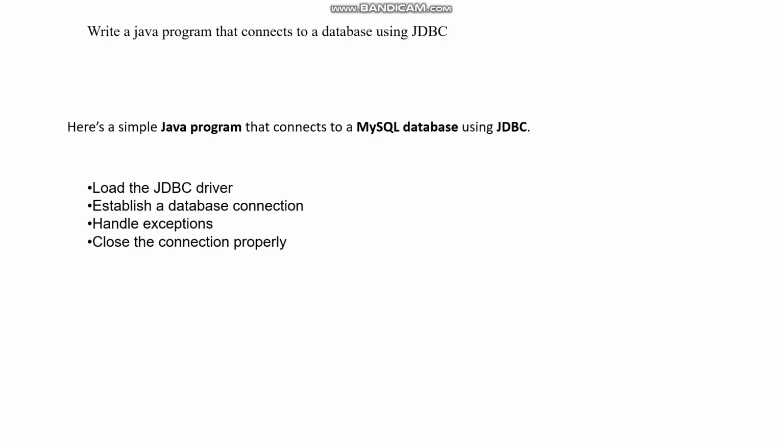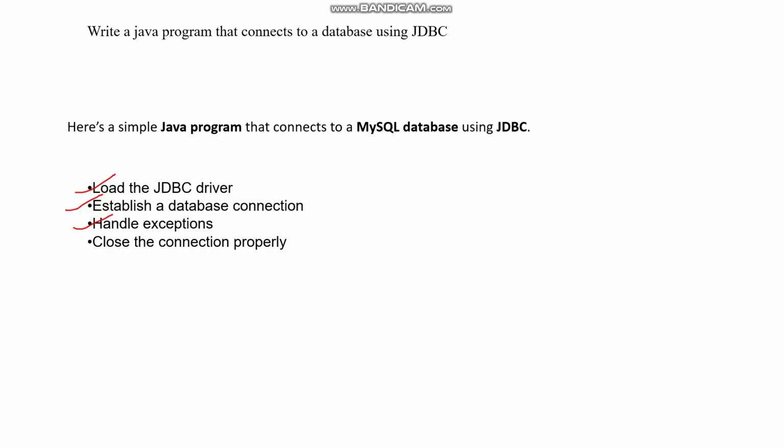The very first step is we have to load the JDBC driver. The second step is to establish the database connection. We have to make the connection with the database, and after that we have to handle exceptions. To handle exceptions, we are using the try block, and the error will be handled by the catch block.